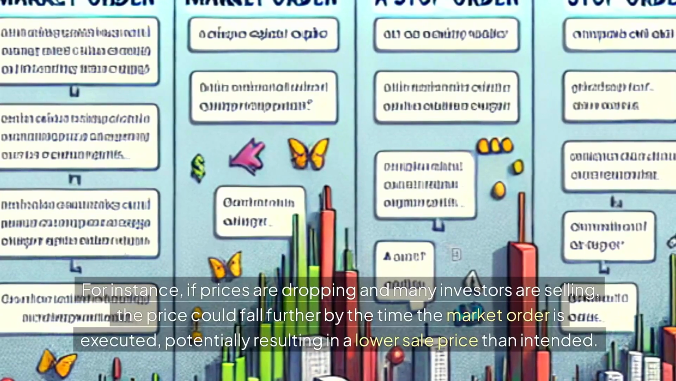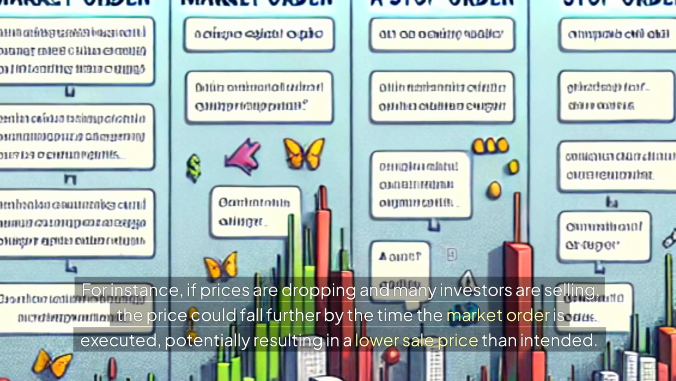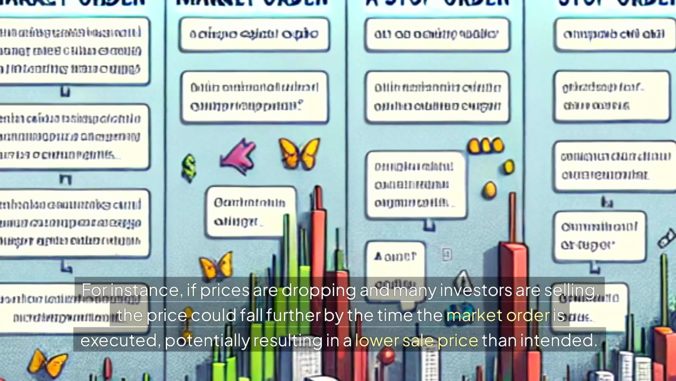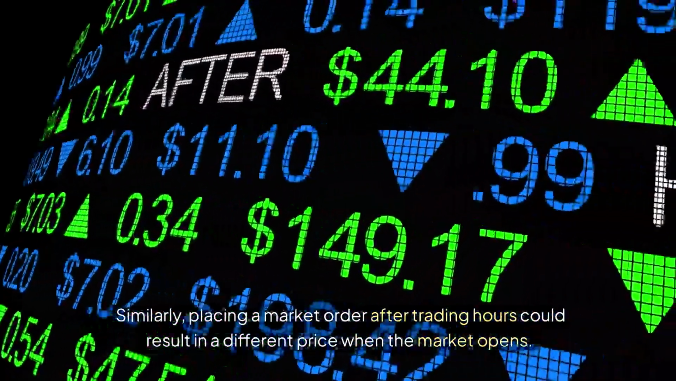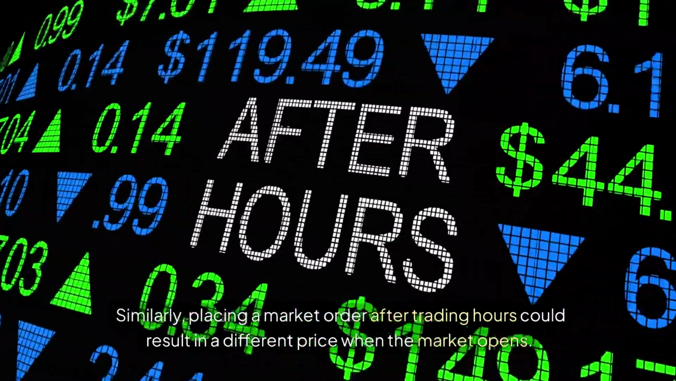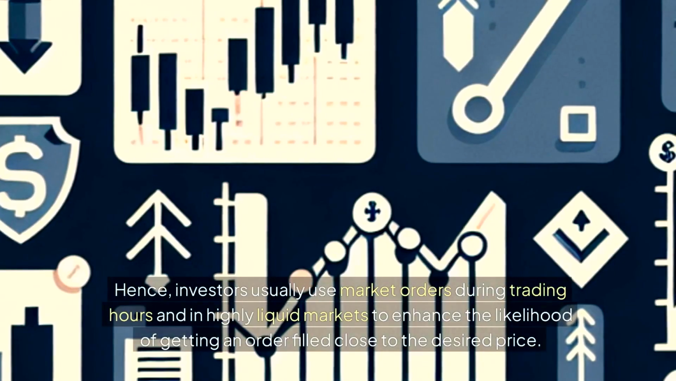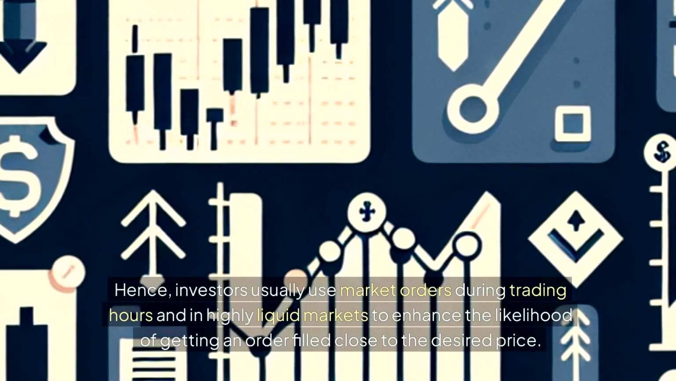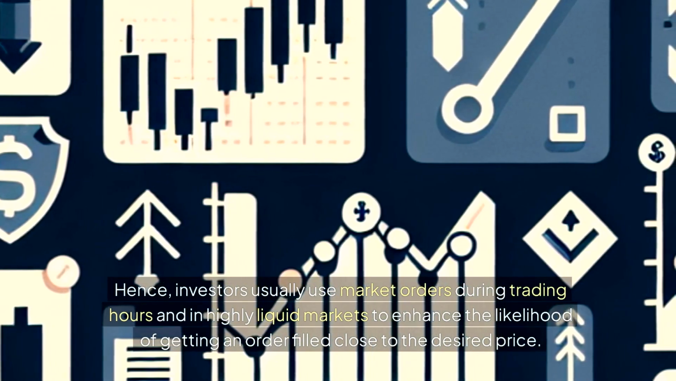For instance, if prices are dropping and many investors are selling, the price could fall further by the time the market order is executed, potentially resulting in a lower sale price than intended. Similarly, placing a market order after trading hours could result in a different price when the market opens. Hence, investors usually use market orders during trading hours and in highly liquid markets to enhance the likelihood of getting an order filled close to the desired price.